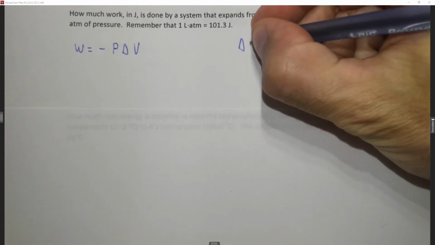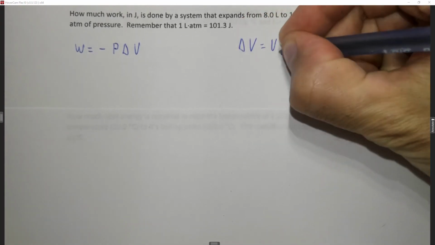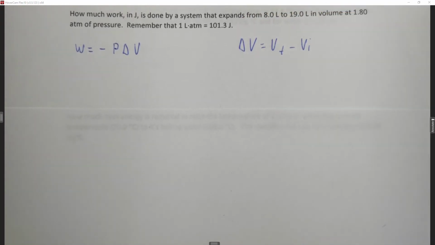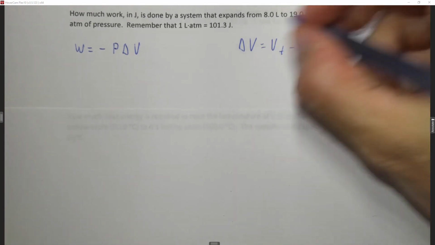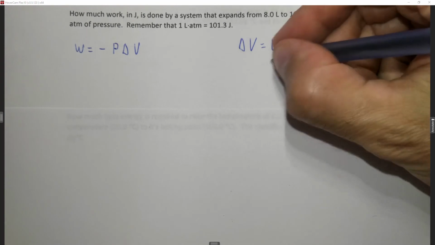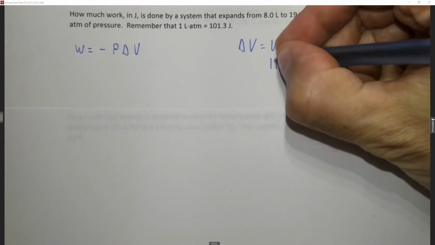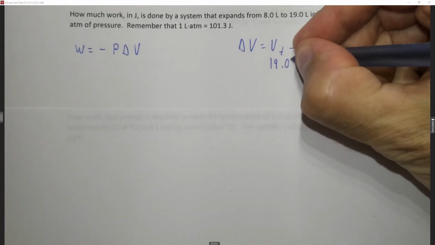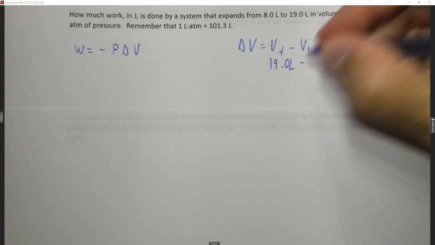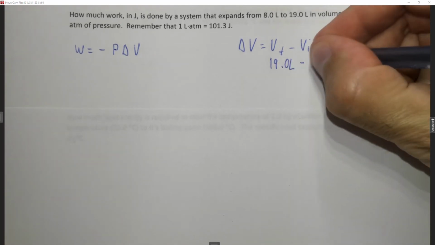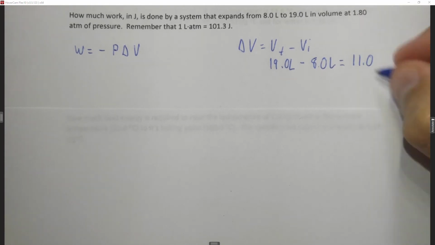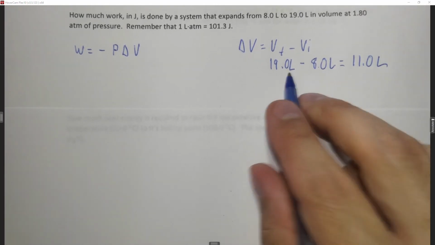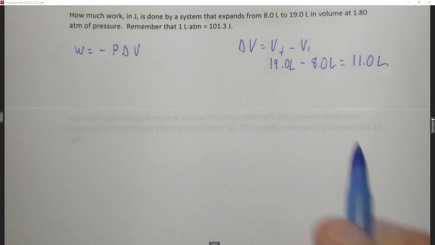So to find delta V, we have VF minus VI, which is going to be the final volume. In this case, it's expanding from 8 to 19 liters. So the final volume is going to be 19 liters minus the initial volume, which is 8 liters. When you do that, you get 11.0 liters, to 1 decimal place.